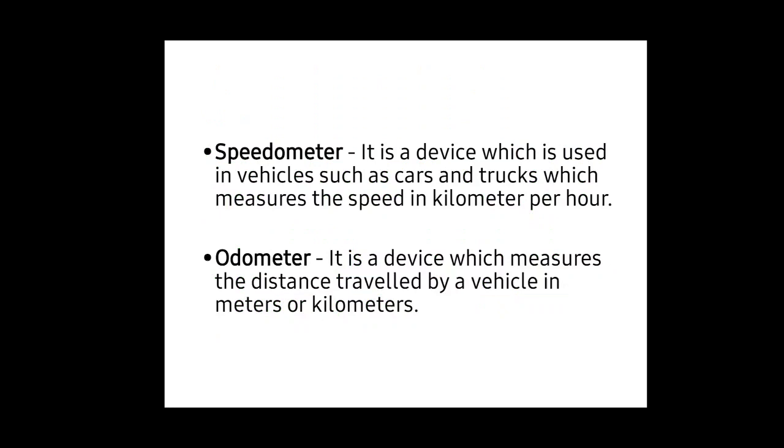And here are some instruments that are used to measure speed and distance. Speedometer: it is a device used in vehicles such as cars and trucks, which measures the speed in km per hour. We can see this in bikes also. And odometer: in the center of the speedometer, we can see some numbers like 32541 or 16735. Those numbers are the odometer. It is a device which measures the distance travelled by a vehicle in meters or kilometers.